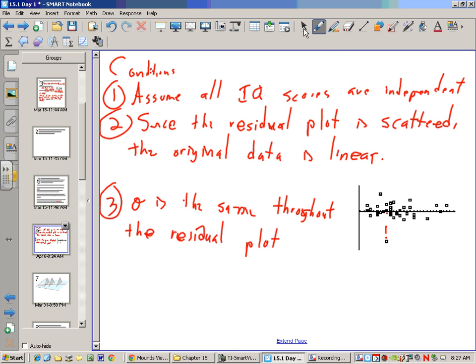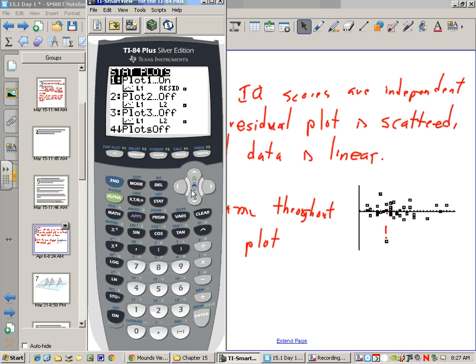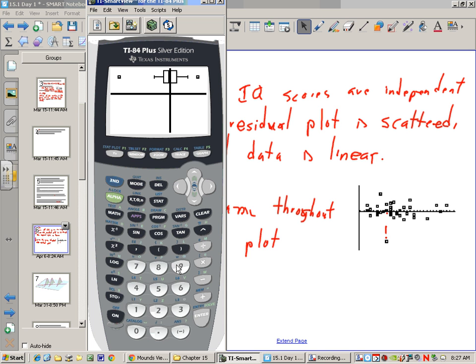Now the next thing we need to do is look at a box plot of the residuals. So we can go up to stat, turn this on, and now we're going to look at the box plot. The box plot will be of our residuals, so I need to turn this to residuals. And then I hit zoom 9. And now it looks like this.